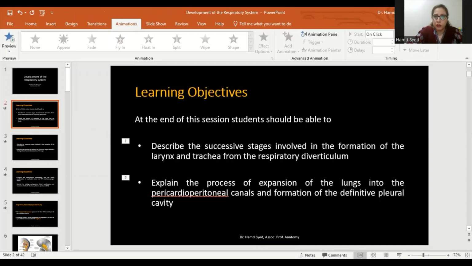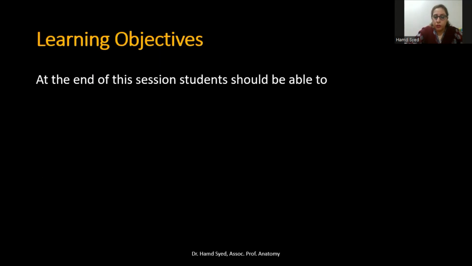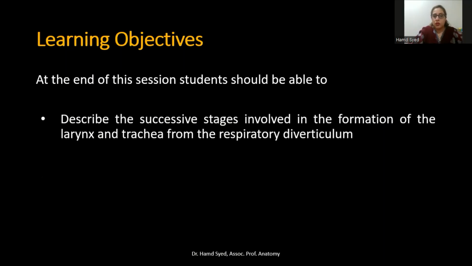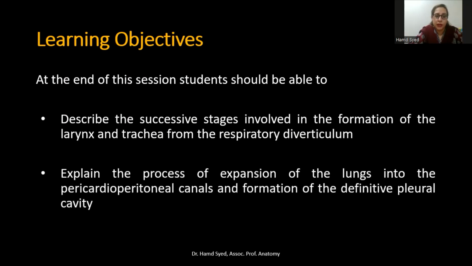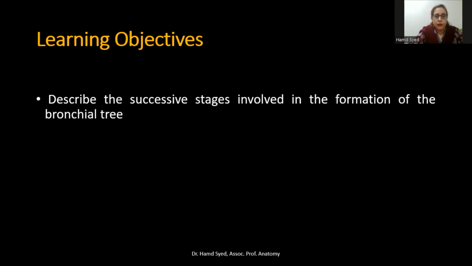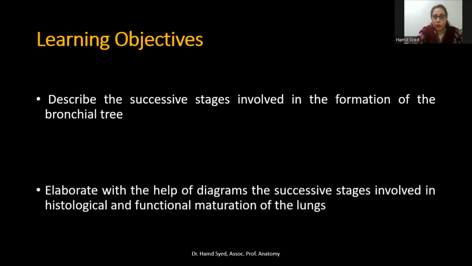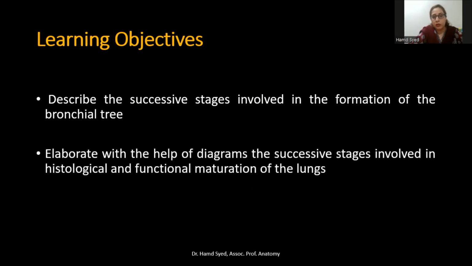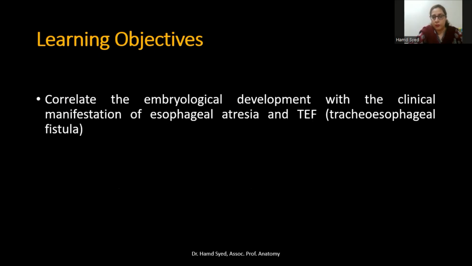So our learning objectives for today are that you should be able to describe the successive stages involved in the formation of the larynx and trachea from the respiratory diverticulum. Also, you should be able to explain the process of expansion of the lungs into the pericardio-peritoneal canals and formation of the definitive pleural cavity. And you should also be able to describe the successive stages involved in the formation of the bronchial tree and elaborate with the help of diagrams the stages involved in histological and functional maturation of the lungs.